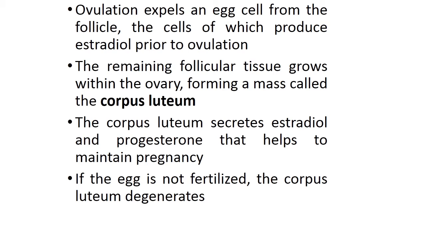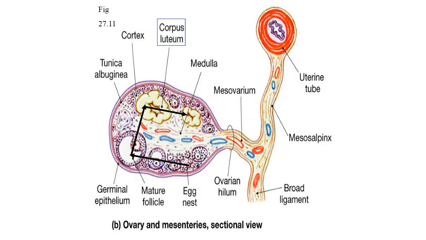If the egg is not fertilized, the corpus luteum starts to degenerate. It grows, matures, and waits for a few days. Once it doesn't find a fertilized egg, it starts to degenerate.